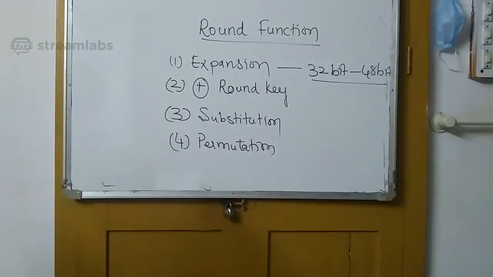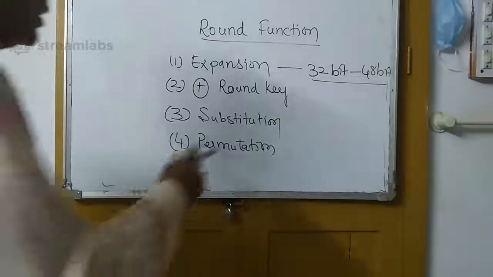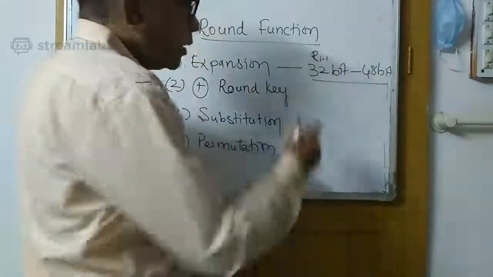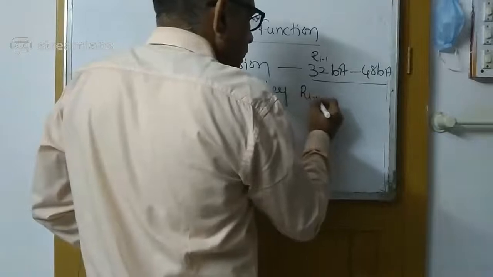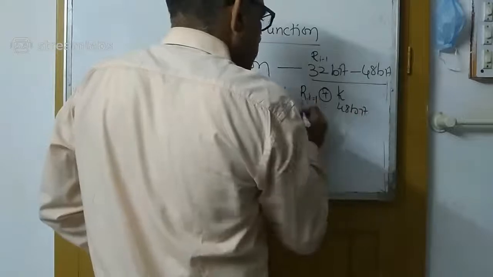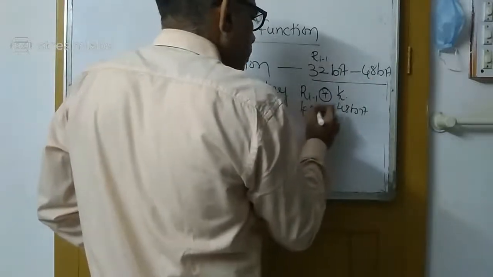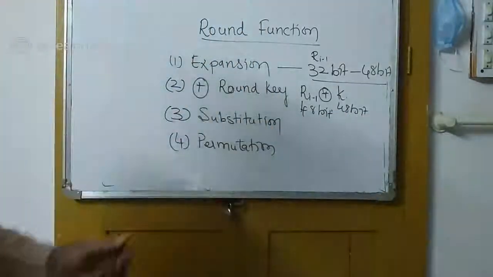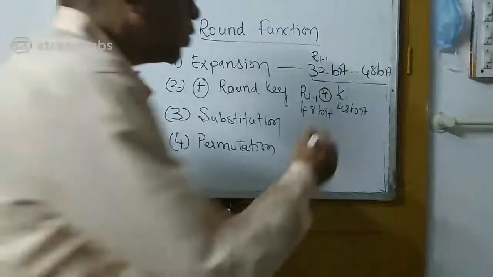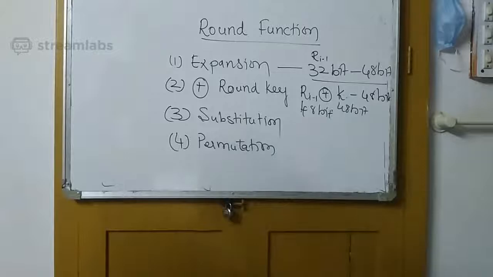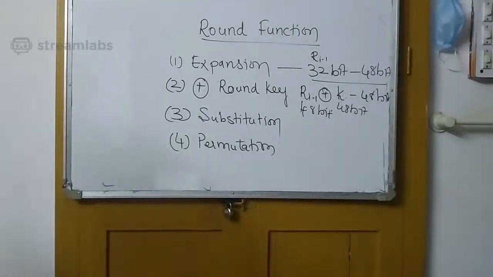Then when it comes to the round key, it is a simple thing. Now see, your 32-bit Ri minus 1 gets expanded to 48 bits. So now Ri minus 1 gets XORed with your key, which is of 48 bits. Now these two are 48 bits. Already it is expanded to 48 bits, and now this is also 48 bits. So the XOR operation will not cause any problem. So the outcome of this will be 48 bits.